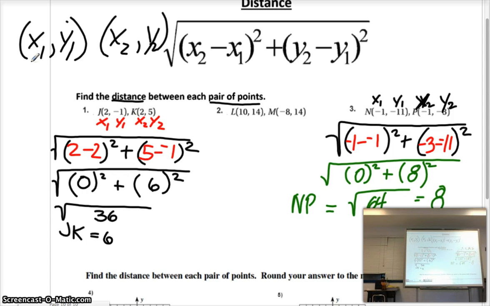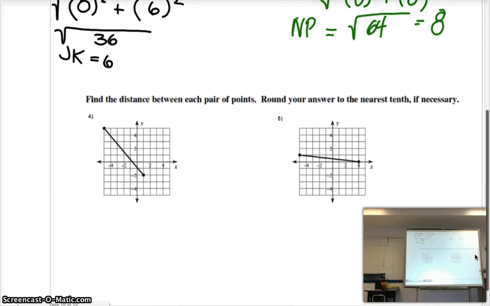Okay? Woo! See, the negatives weren't bad. You've got a calculator. If you don't know how to deal with these negatives, learn how to key them in. You're going to do 2 on your own.